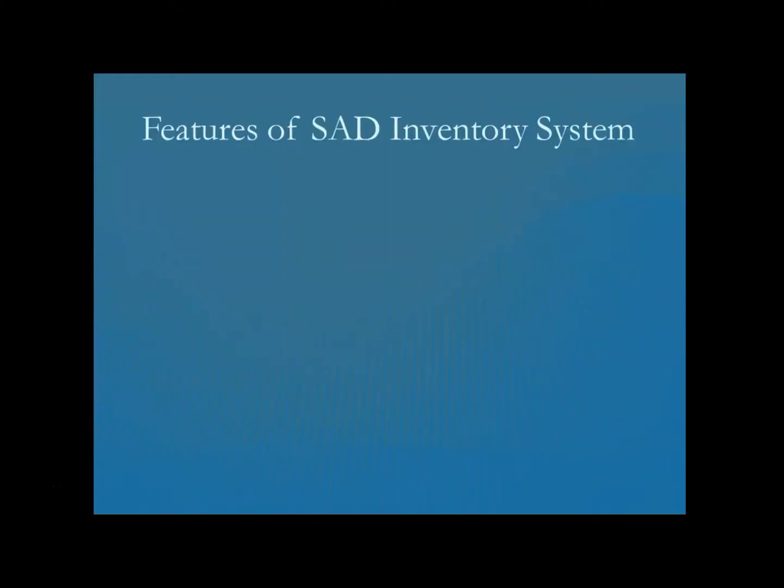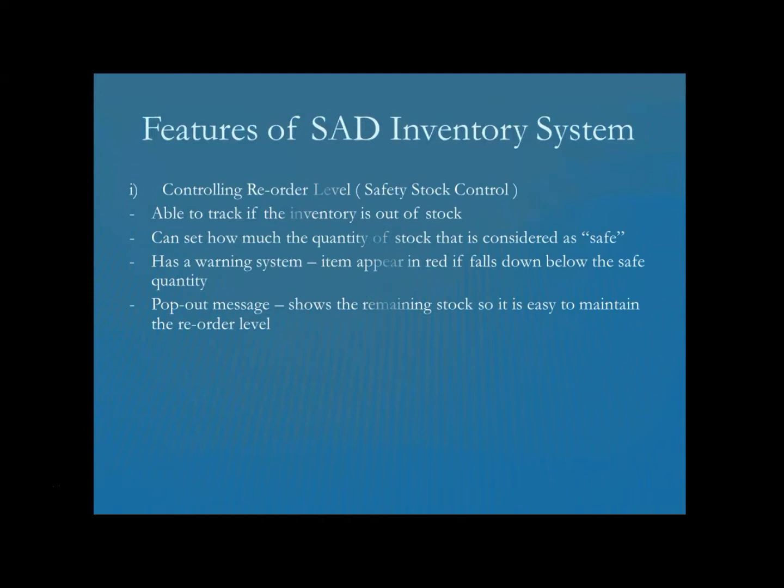Some features of our SAD inventory system: the first one is controlling the reorder level, which is the safety stock control. In this system, users are able to track if the inventory is out of stock, and we can set how much stock quantity is considered safe. This system will have a warning system whereby the item will appear in red if it falls below the safe quantity, and a message will pop out to show the remaining stock, so it is easier for the user to maintain the reorder level.